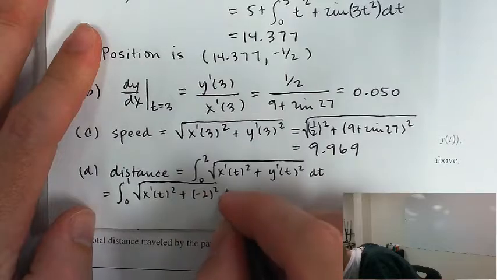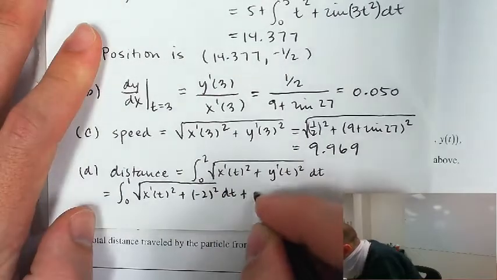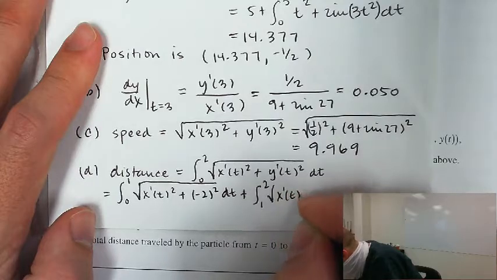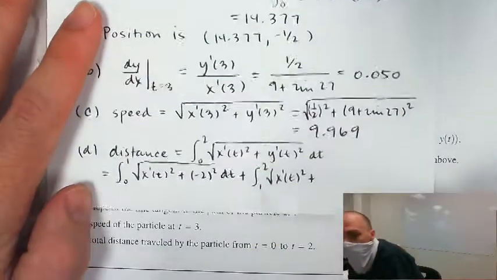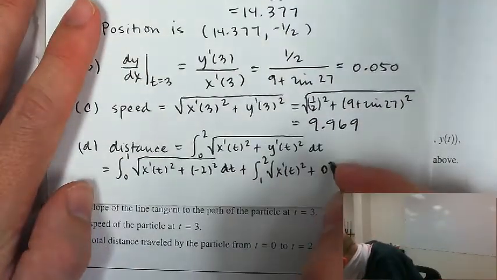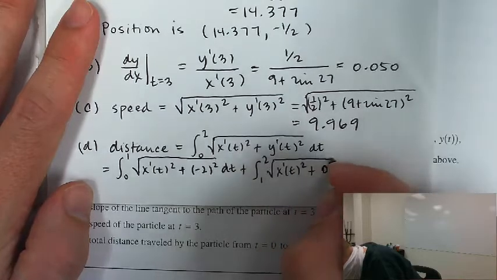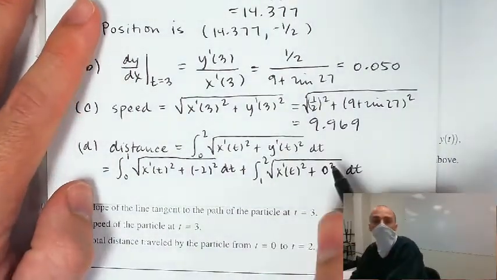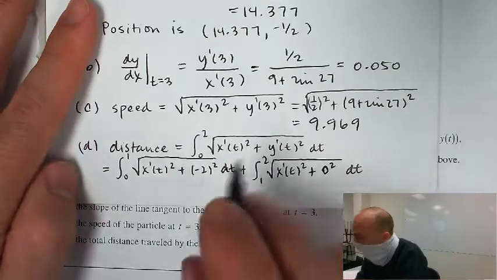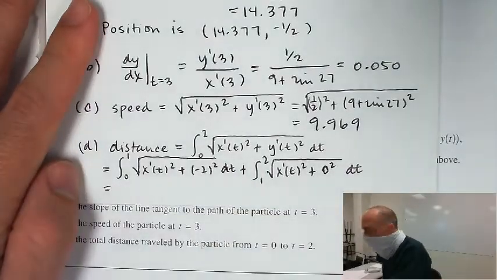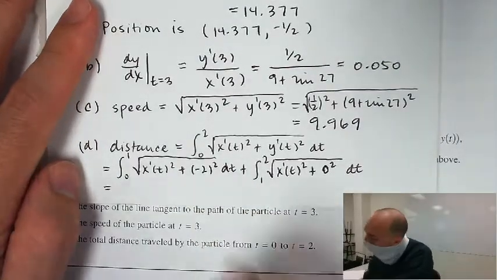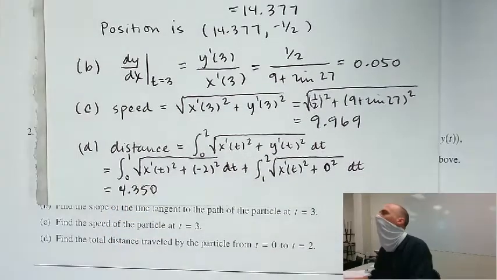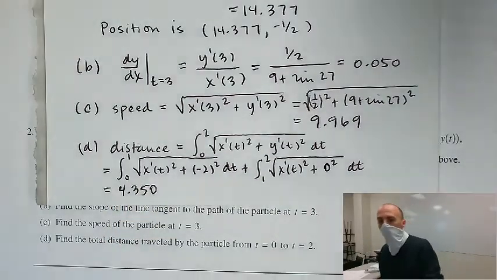And then we'll add that dt, plus the integral from 1 to 2 of x prime of t squared plus 0 squared dt. And then you add these together, you run it through the calculator, and that's going to be 4.350. And that's the first parametric equations question.